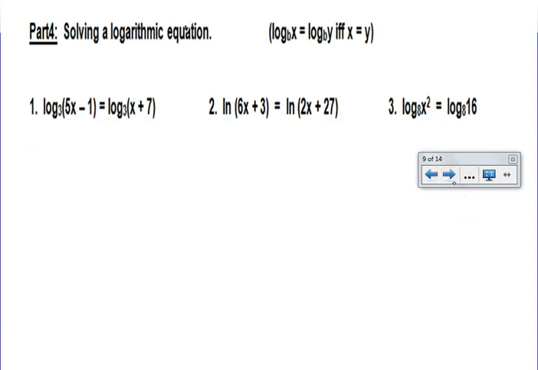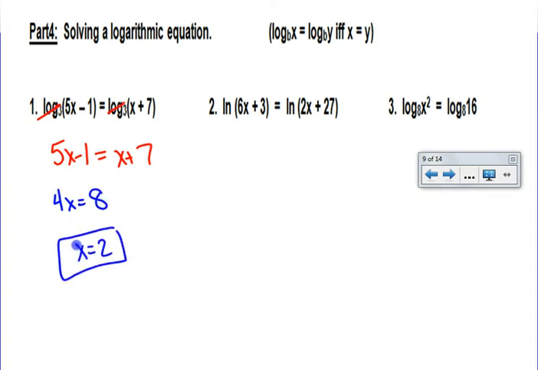Our next section has us solving logarithmic equations, and these are actually really easy because it's a logarithm equals a logarithm. So this would only come out true if the inside of the logarithms were the same thing. So we're going to essentially ignore the logarithms. We're going to say 5x minus 1 equals x plus 7. Now we're just going to solve. We subtract the 1x over here and get 4x, and then add the 1 and get an 8. So you get x equals 2.